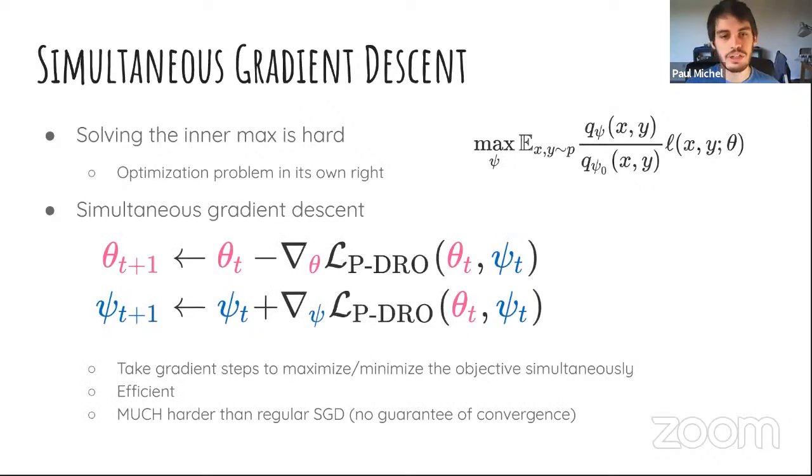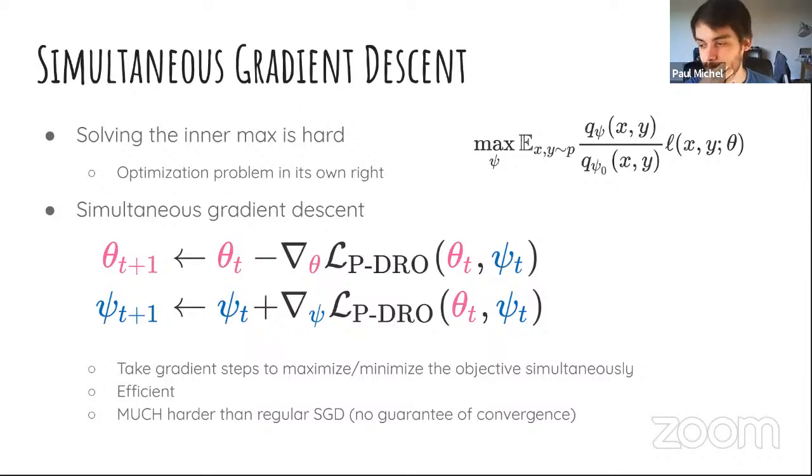And this is just saying at each step, we're going to compute the gradient of this loss with respect to theta and psi. And then we're going to update each parameter simultaneously accordingly. And so for theta, we want to minimize, so we take a negative gradient step. And for psi, we want to maximize, so we take a positive gradient step. All right, this is very efficient.